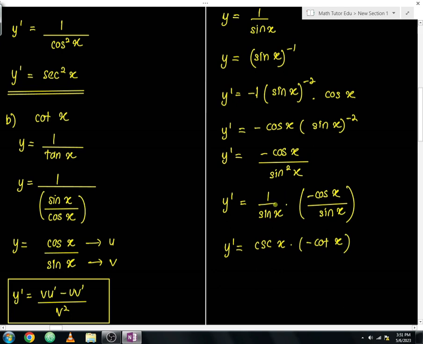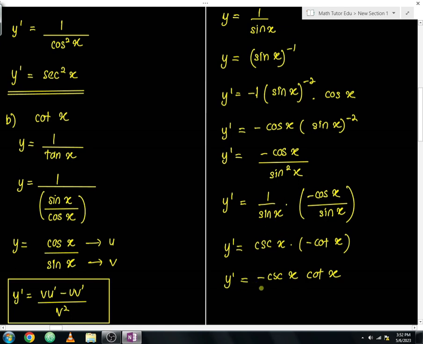So from here we can rearrange this equation such that this negative we can put at the front. Since everything is a product, a multiplication, this negative we can actually place over here at the front. So y prime we can also write as negative cosecant x cotangent x. So the negative is basically like cosecant x times cotangent x times negative 1. The negative 1 you can just place in front. There is no right or wrong.